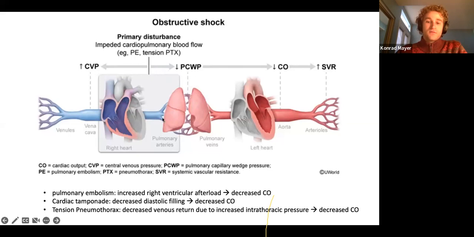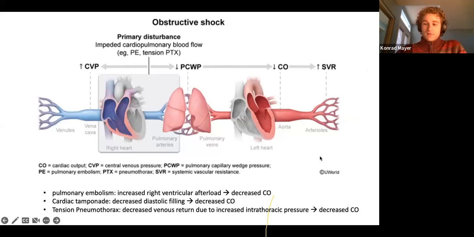So if we have an obstruction in the pulmonary arteries, that means less blood is going to get to the lungs, which means less blood is going to get to the left atrium, which means we have decreased pulmonary capillary wedge pressure. If less blood gets to the left atrium, less blood gets to the left ventricle. If less blood gets to the left ventricle, we have decreased cardiac output. Whenever cardiac output is decreased, systemic vascular resistance goes up to try to achieve a stable mean arterial blood pressure.